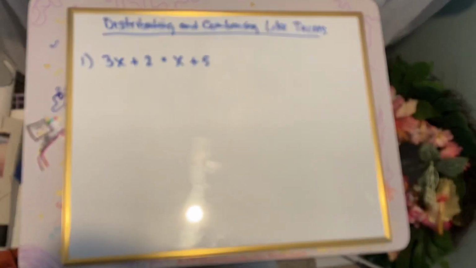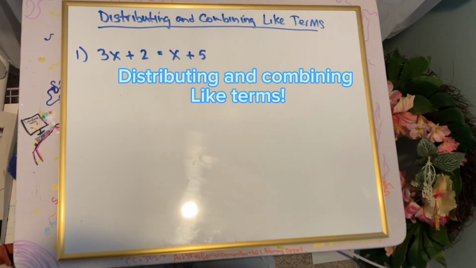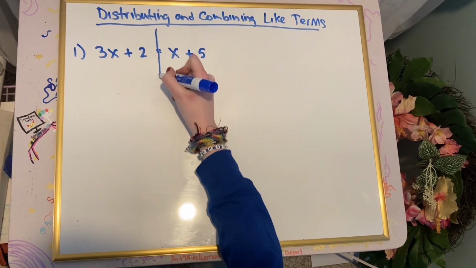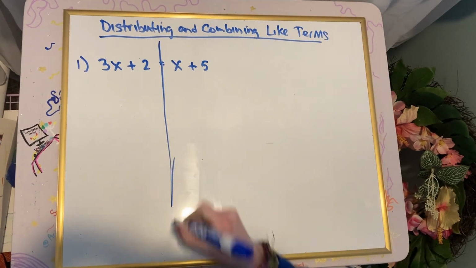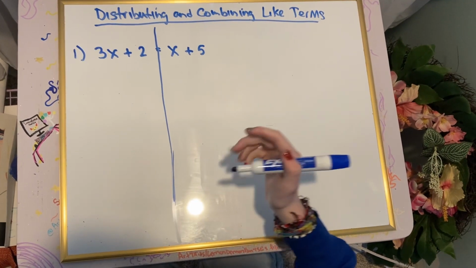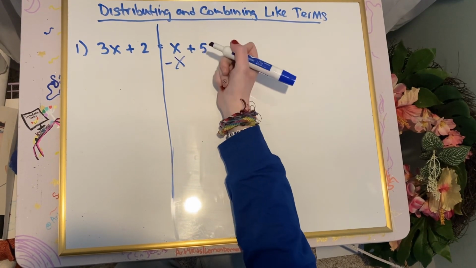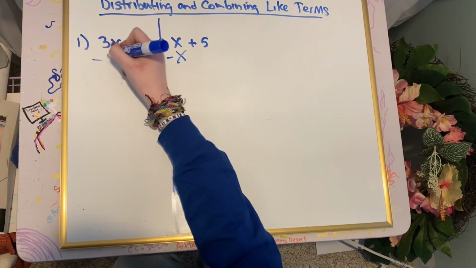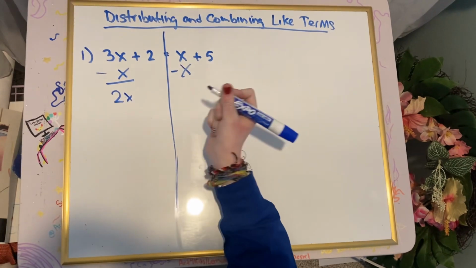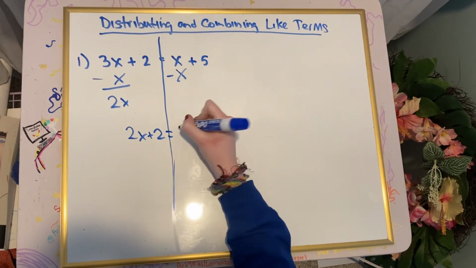And now for our final type of equation is distributing and combining like terms. First, what we're going to do is I like to put a line through the equal sign. Then we are going to subtract the lowest variable, which currently is x, or 1x. So we will subtract that from 3x, which will make it 2x. So now the new equation is 2x plus 2 equals 5.